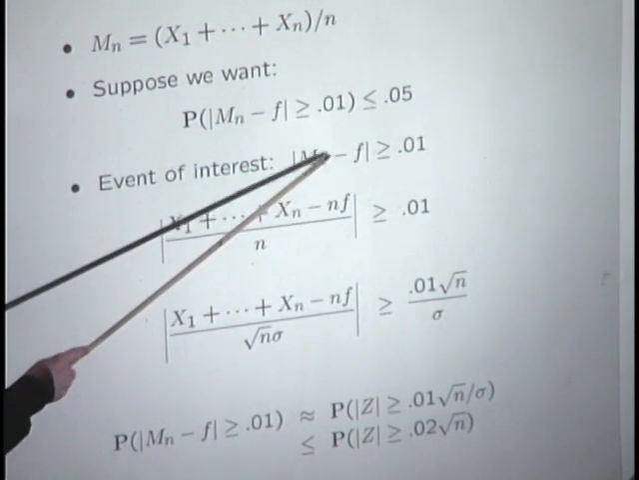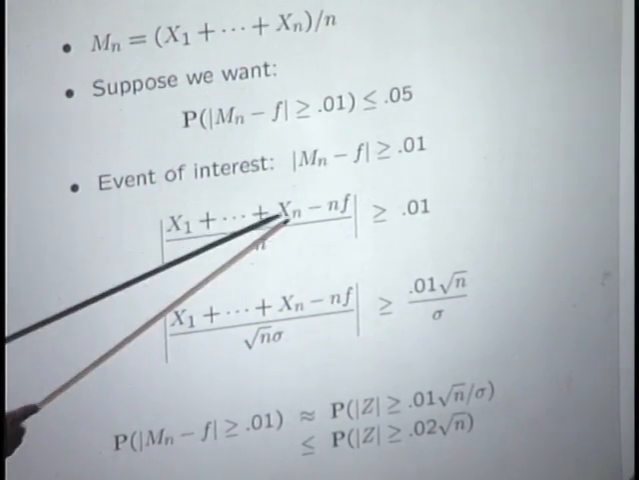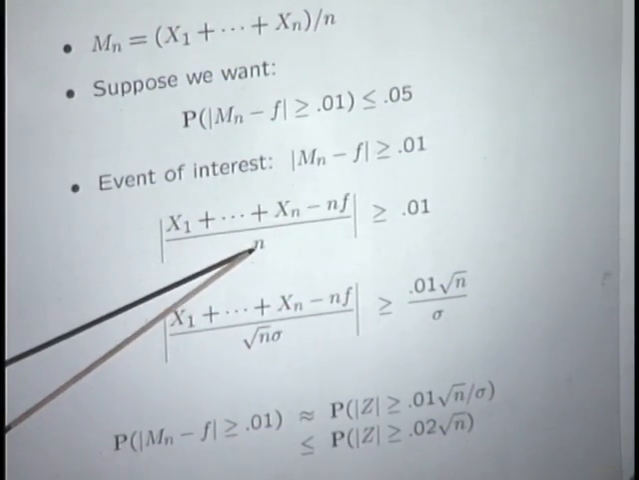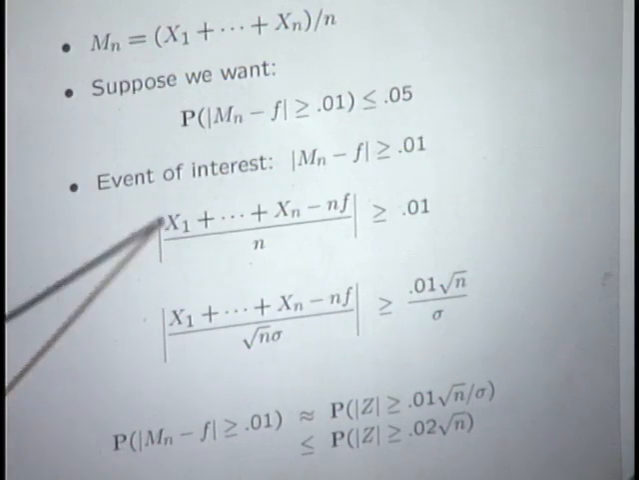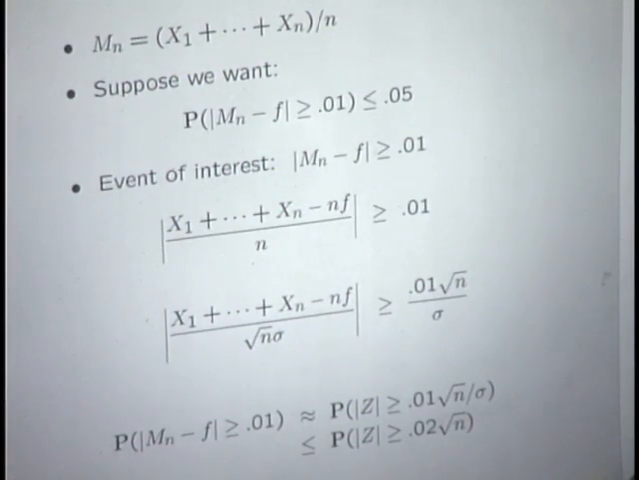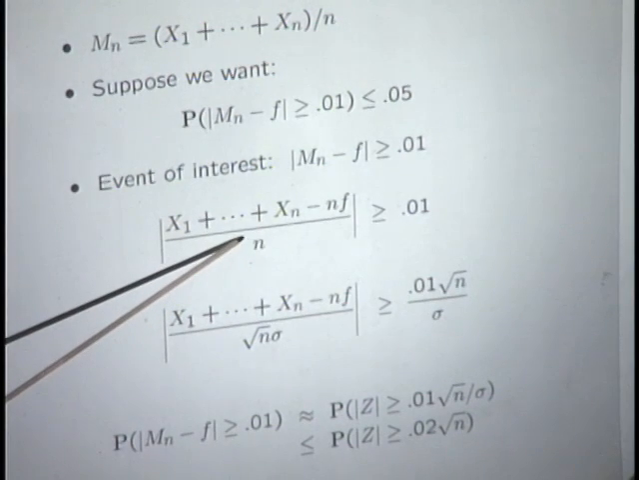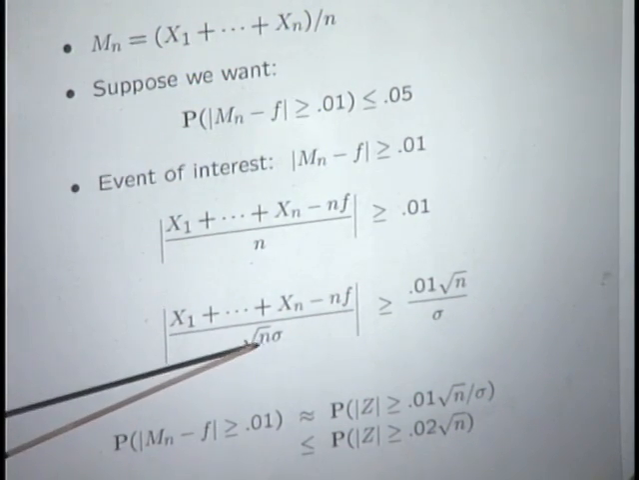So the event of interest, let me write it in full. Mn is this quantity, so I'm putting it here, minus f, which is the same as nf divided by n. So this is the same as that event. We're going to calculate the probability of this. This is not exactly in the form in which we apply the central limit theorem. To apply the central limit theorem, we need down here to have sigma square root n.